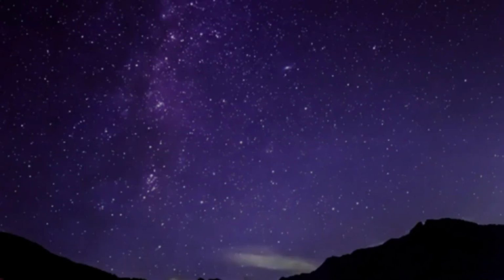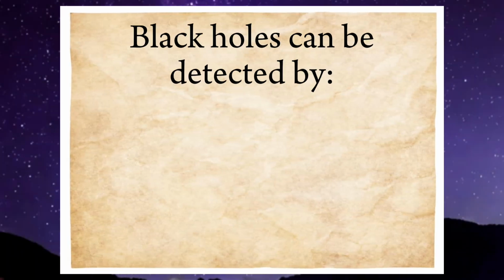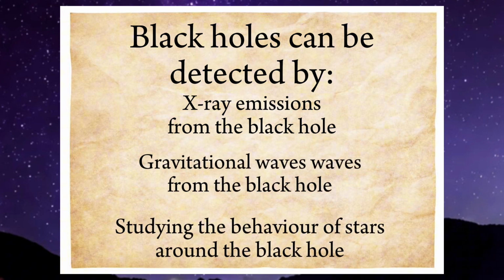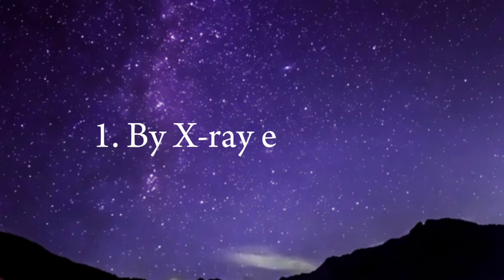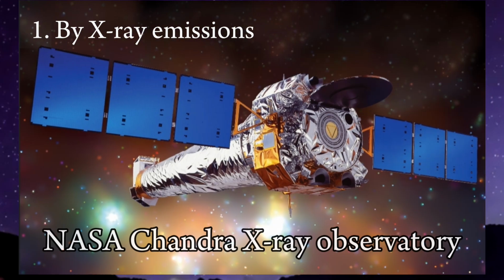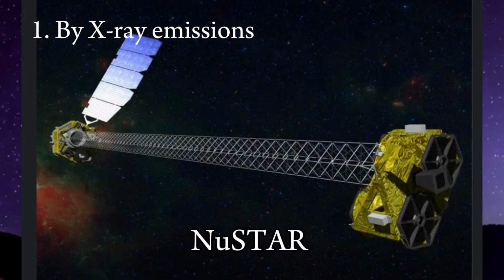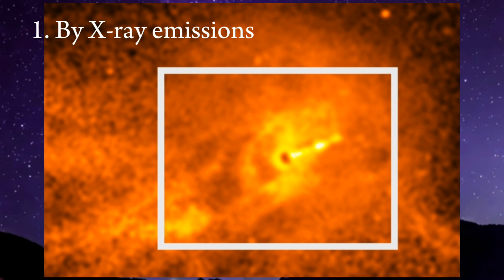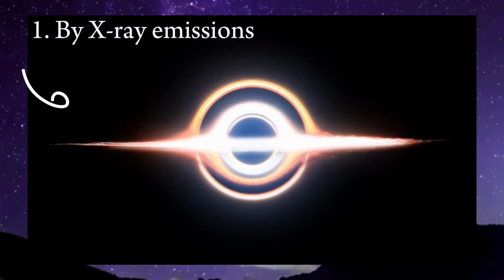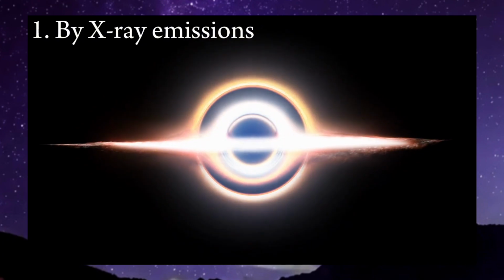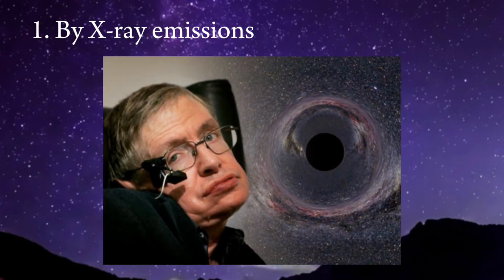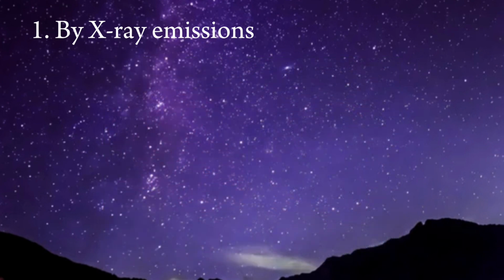The three common ways by which a black hole can be detected are X-ray emissions, gravitational waves, and the behavior of stars close to black holes. Black holes can be detected by the X-rays they emit. Telescopes like NASA's Chandra X-ray Observatory and NuSTAR can detect these X-rays, revealing the presence of a black hole. The X-rays are produced when hot gas swirls around the black hole, creating an accretion disk. By analyzing the X-ray spectrum and intensity, scientists can infer the black hole's mass, spin, and accretion rate.